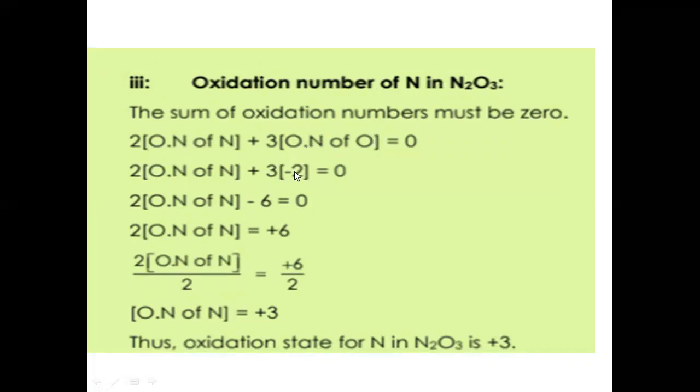One oxygen is minus 2. So plus 3 into minus 2 is minus 6, shifting it at the other side, plus 6. But this plus 6 is for two nitrogen atoms. We need for one nitrogen atom. So by dividing the terms by 2 will give us plus 3. So oxidation state for nitrogen in this case is plus 3.